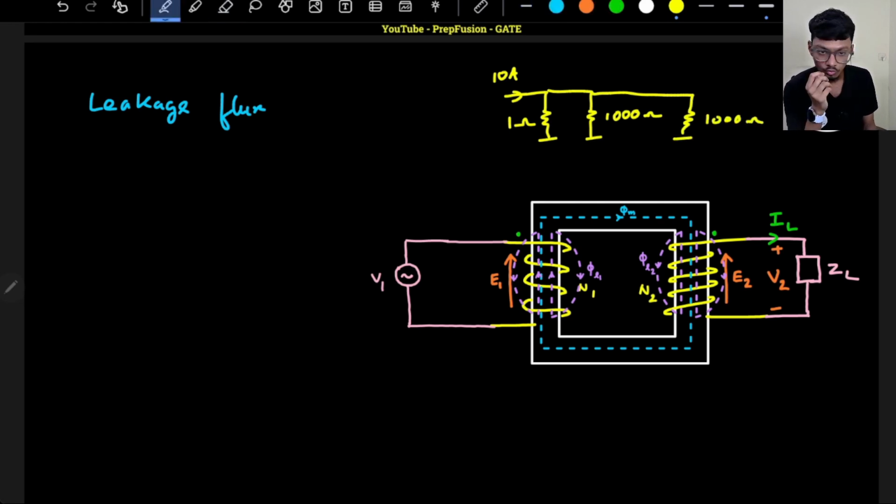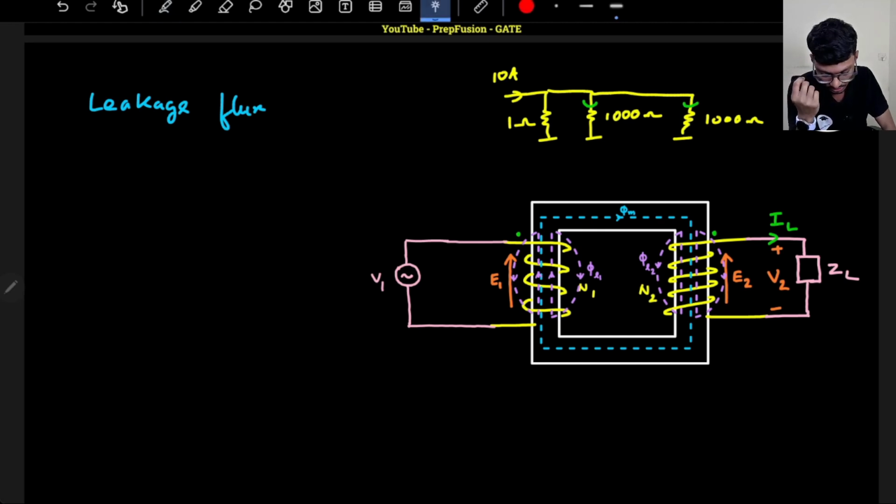What is happening is that current will choose the least resistance path, that is correct. But a bit of current will flow through these two resistances as well. The same is happening here as well.